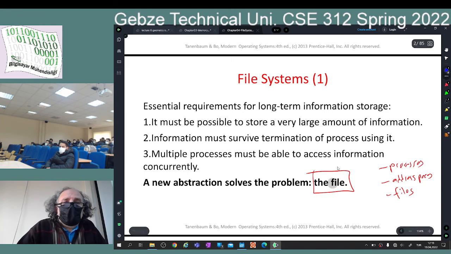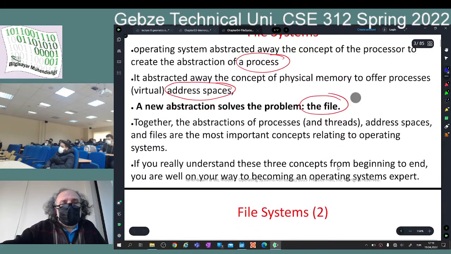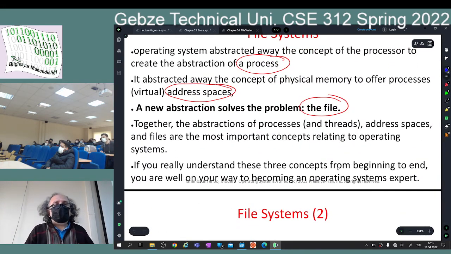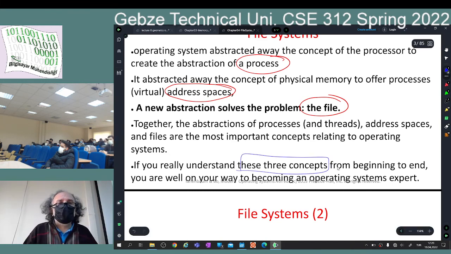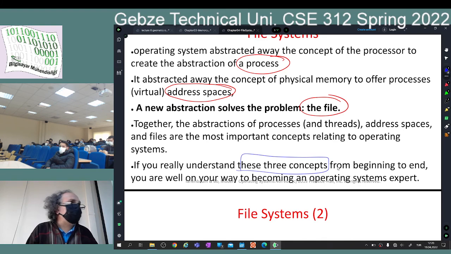So the file is our new friend now. Processes are the processors, address spaces are the memory, and now the files. If you really understand these three concepts, processes, address spaces, and files, then we can say that you are becoming an expert operating system designer or user. So we are going to spend a few weeks on these file systems. Any questions? Okay, then that will be it. I'll see you next week.